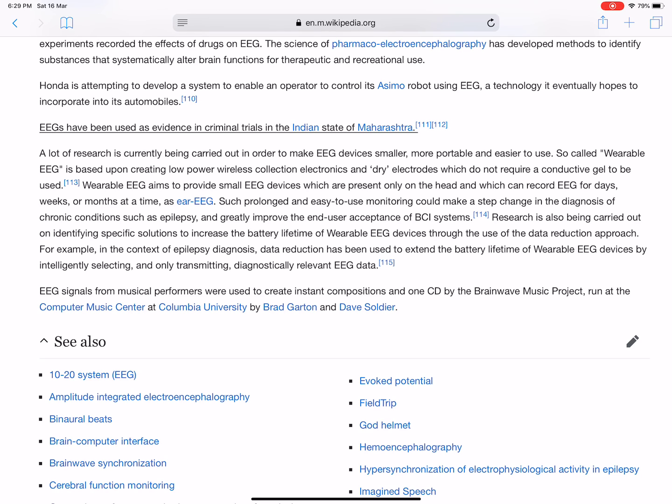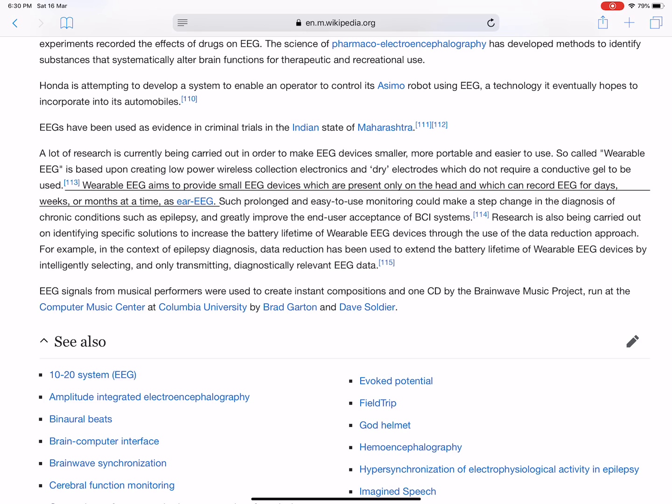A lot of research is currently being carried out in order to make EEG devices smaller, more portable and easier to use. So-called wearable EEG is based upon creating low-power wireless collection electronics and dry electrodes which do not require a conductive gel to be used. Wearable EEG aims to provide small EEG devices which are present only on the head and which can record EEG for days, weeks, or months at a time.